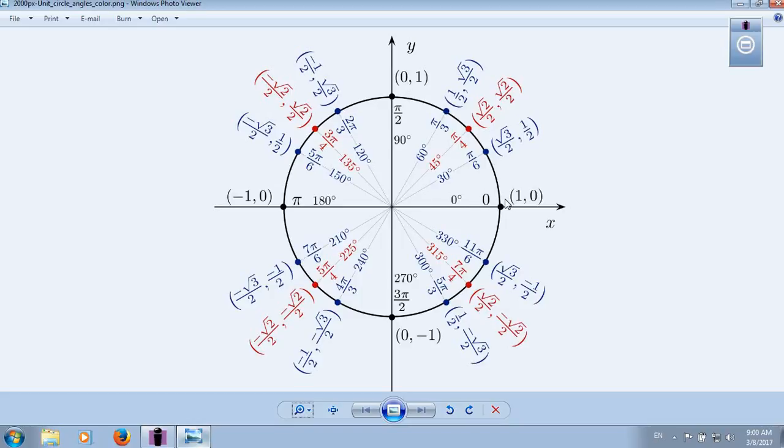But the sine value increases from 0 degrees to 90 degrees: from square root 0 over 2, square root 1 over 2, square root 2 over 2, square root 3 over 2, and square root 4 over 2, which is 1. Okay, so again, that's what we have to do to help us remember.